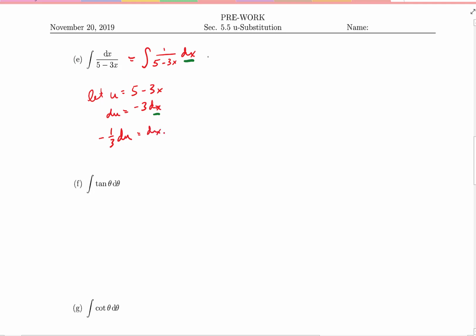So this gives us minus 1/3 du is equal to just differential x. So now we're ready to do the substitution. In place of the 5 minus 3x, we will have 1 over u. And then in place of the differential x, we're going to put minus 1/3 du. Okay. I'm going to go ahead and factor that minus 1/3 out. So we're left with this integral here, which you can see, that should be a du.